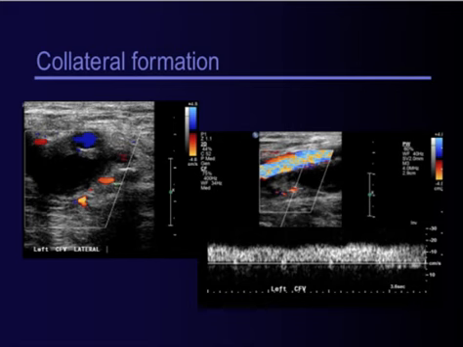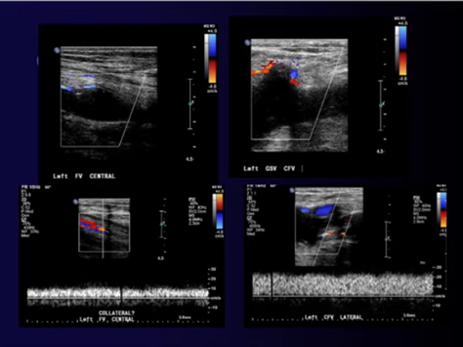As mentioned earlier, collateral formation, which may occur early, can be seen, and these should not be mistaken for patent veins when they are larger. Here we see smaller collateral veins in the presence of a thrombosed common femoral vein. And here are more examples with collateral vessels around a thrombosed vein. Again, there is continuous flow present in this collateral vein, which should not be confused with a partially occluded femoral vein.